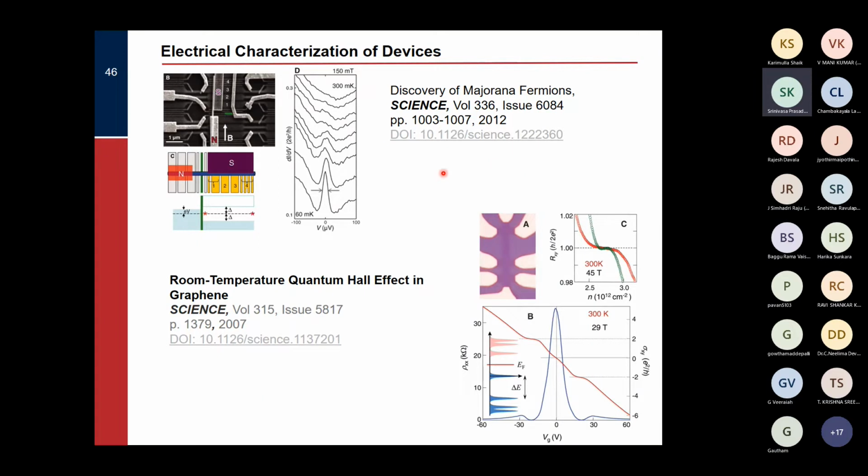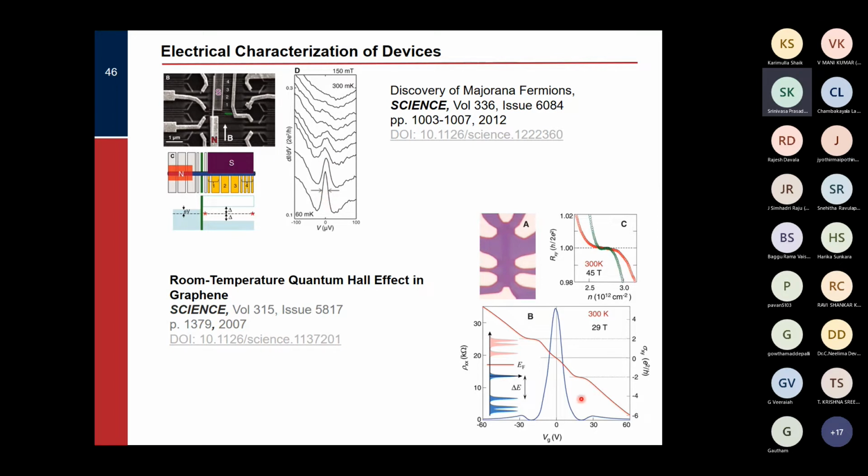For example, there are pioneering works like the discovery of Majorana fermions. Here you can see very sensitive transport measurements people have done, like this dI/dV, the differential conductance measurements. You can see the range is -100 to 100 microvolt, and here they can resolve this kind of conductance peak at low temperature. So these are very new discoveries.